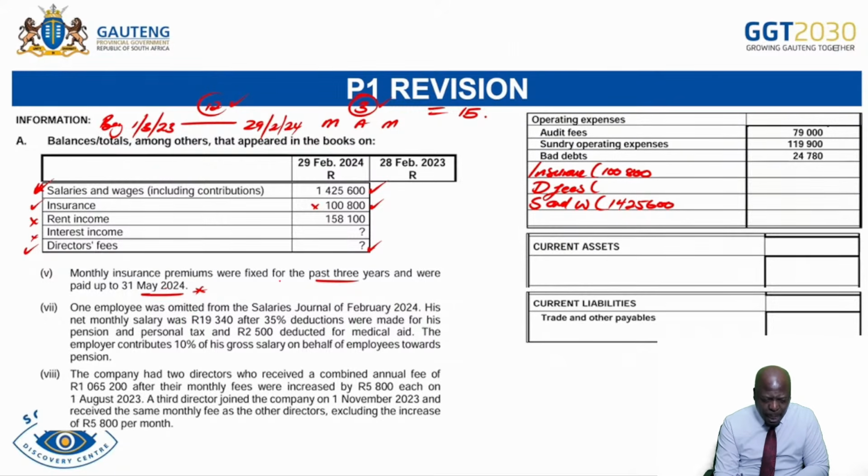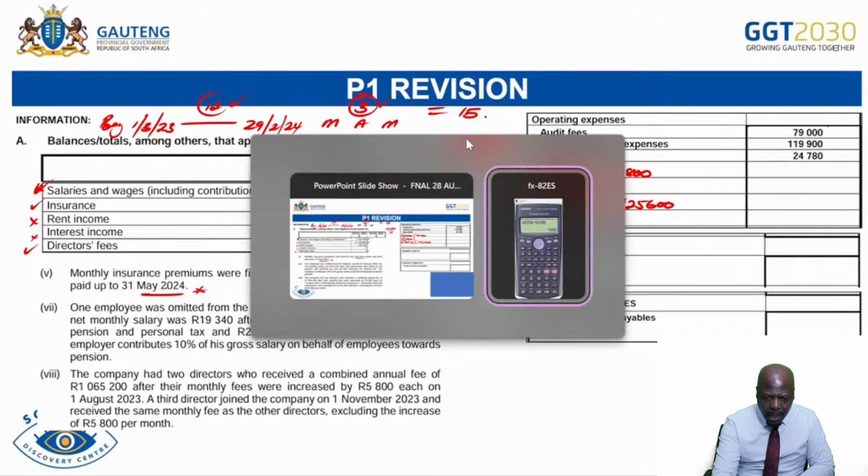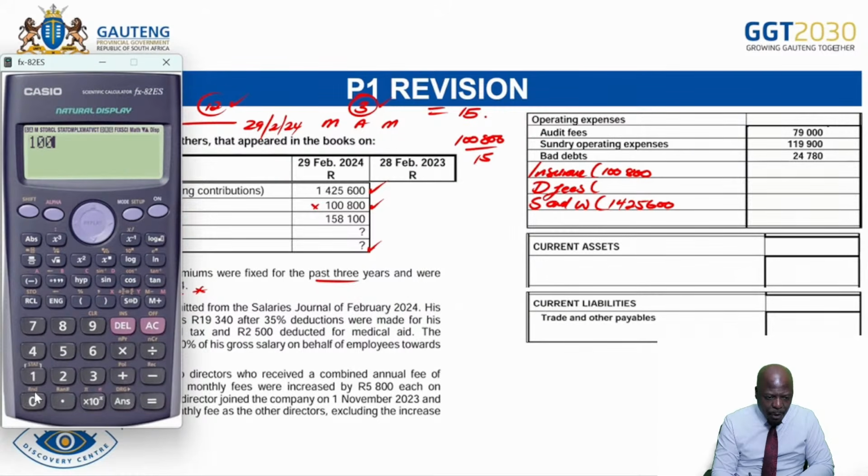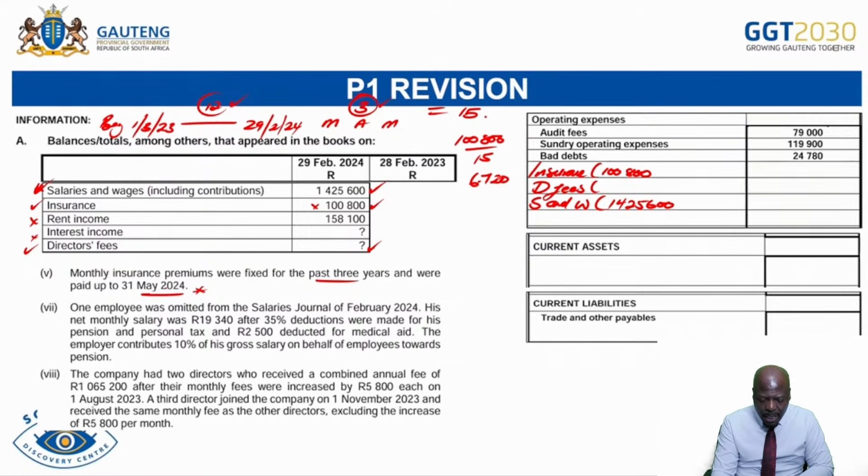So if the monthly insurance premiums were fixed, they never changed. No increase, no decrease. They're simply trying to tell us from the past we've been paying. And we paid until 31 May. So we're going to say insurance, which is your 100,800. Let's divide that by 15. Let's see how much we're going to get. So we say 100,800 divided by 15. And that is going to give us 6,720.